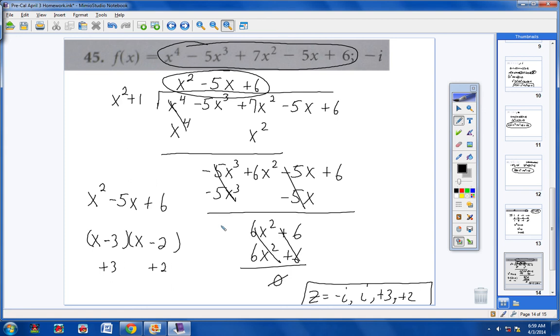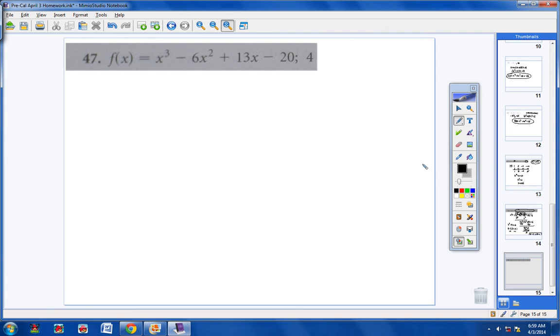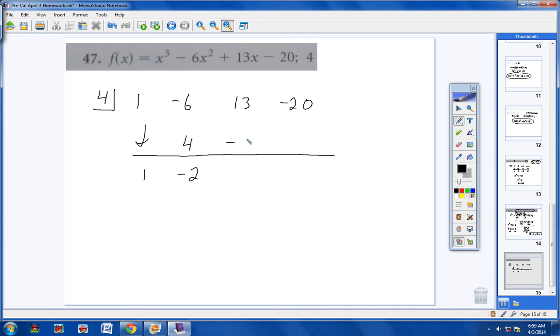Alright, moving on very quickly to the last problem on the homework assignment, and we're finally just about finished. Okay, number 47. They're telling us 4 is one of the zeros, so I'm going to put a 4 right here. We're not missing any terms, so my coefficients would be 1, negative 6, 13, and negative 20. Okay, bring your 1 down. Now multiply 4, combine negative 2, multiply negative 8, combine, it's a 5, and 4 times 5 would be 20, which would give you a 0.